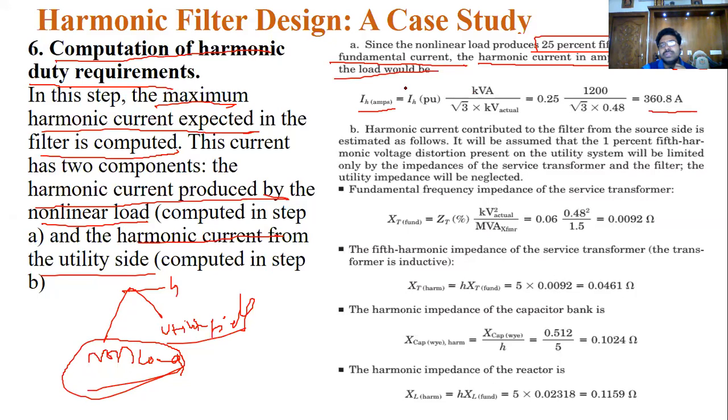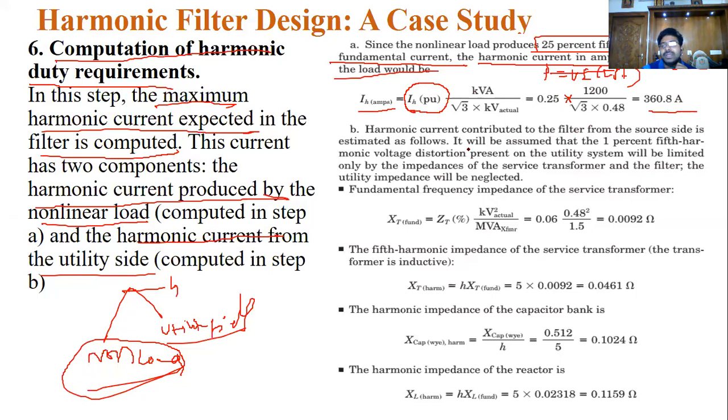So here they can consider some per unit value. You can multiply that current value by 25%. They can give it as 25%, otherwise you can give it as 1. So P is equal to VI times 25%. Simply, you can see 25% of that value, and you can calculate the IH value, which is nothing but the harmonic current in the system: 360.8 amperes.